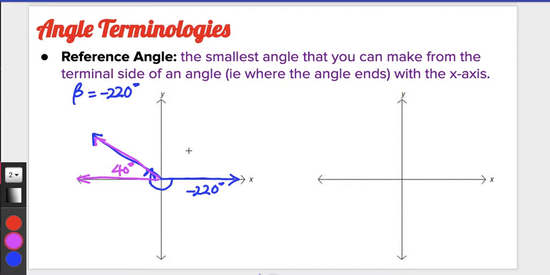So remember, for reference angle, we do not talk about how we rotate, whether clockwise or counterclockwise. Reference angle is always positive. We use this one to refer to the value of the function in the future. So that's why we call it reference angle. But so far, you just need to know how to get the reference angle, which is, for this case, 40 degrees.